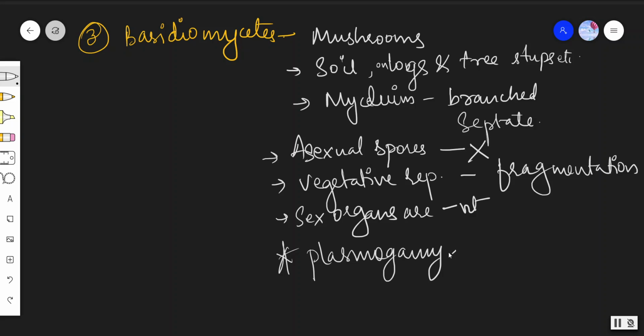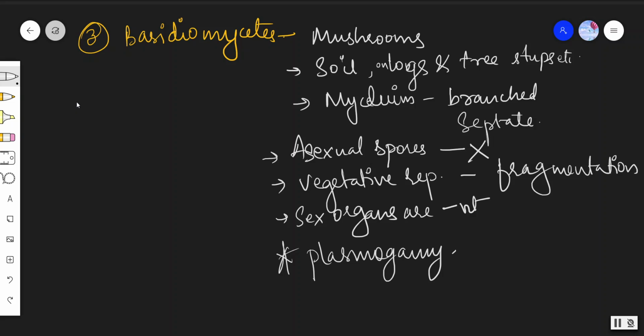Which ultimately gives rise to basidium. Karyogamy and meiosis take place in the basidium, which results in the production of four basidiospores, and the basidiospores are exogenously produced on the basidium. The basidial arrangement in the fruiting bodies is called basidiocarps.